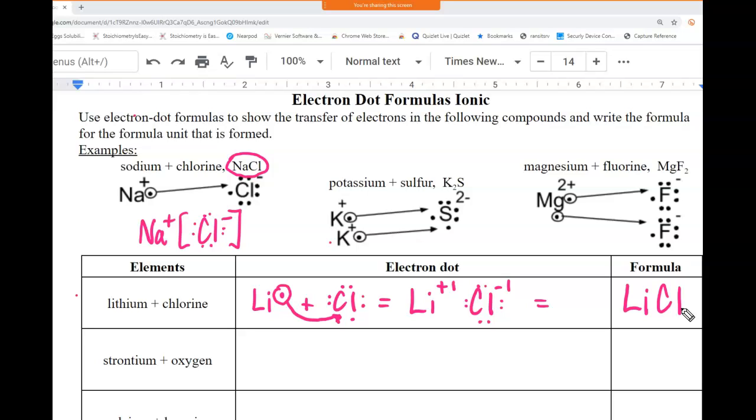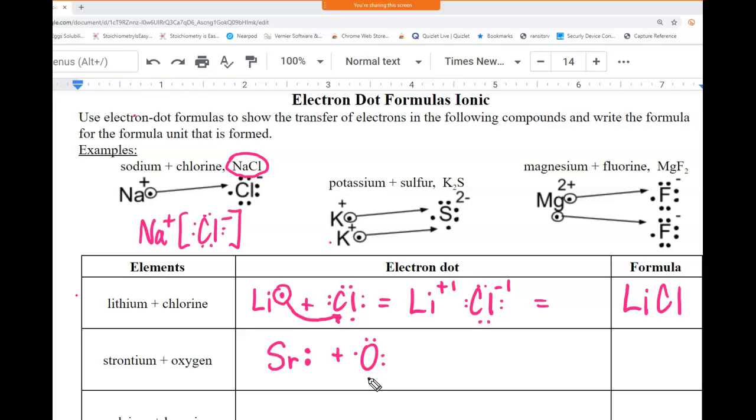Okay, we're going to try another one right now. Let's take a look at strontium and oxygen. When we look at strontium and oxygen, we find out that strontium is in group number 2, which means it has 2 valence electrons. And you go look at oxygen, you find out it's in group number 16 with 6 valence electrons. So this is what oxygen looks like.